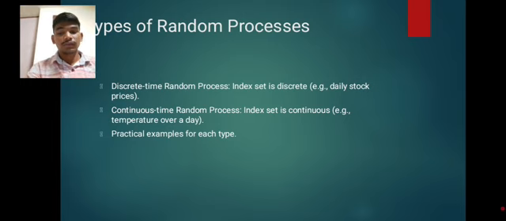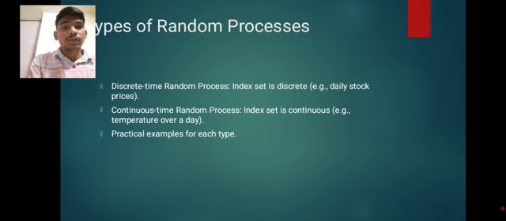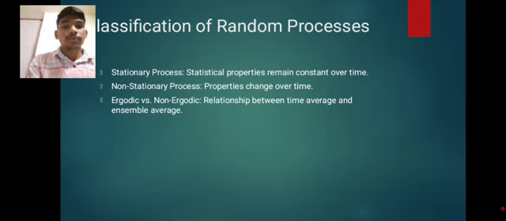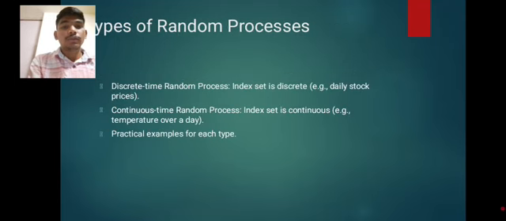Types of random processes: discrete time random processes, where the index set is discrete, for example daily stock prices. Continuous time random processes, where the index set is continuous, for example temperature over a day. Practical example for each type.